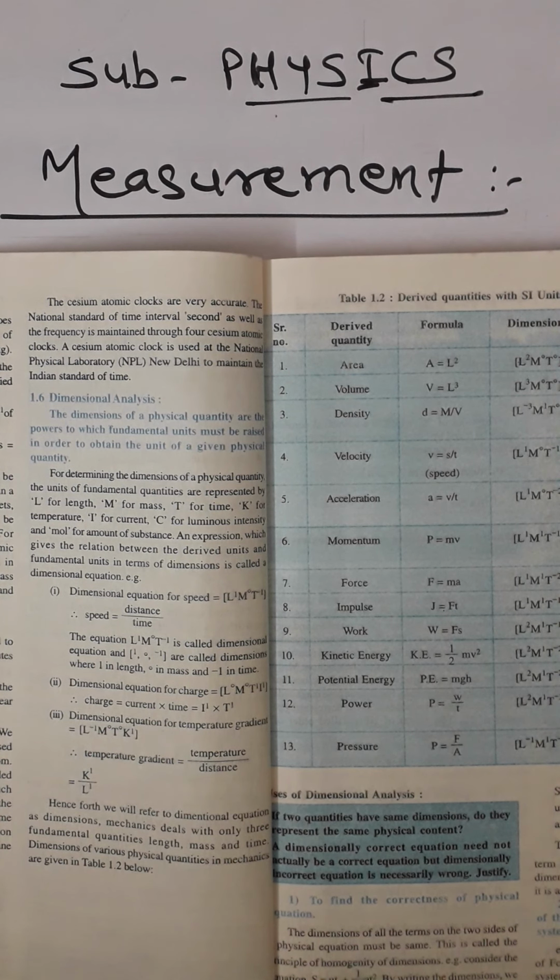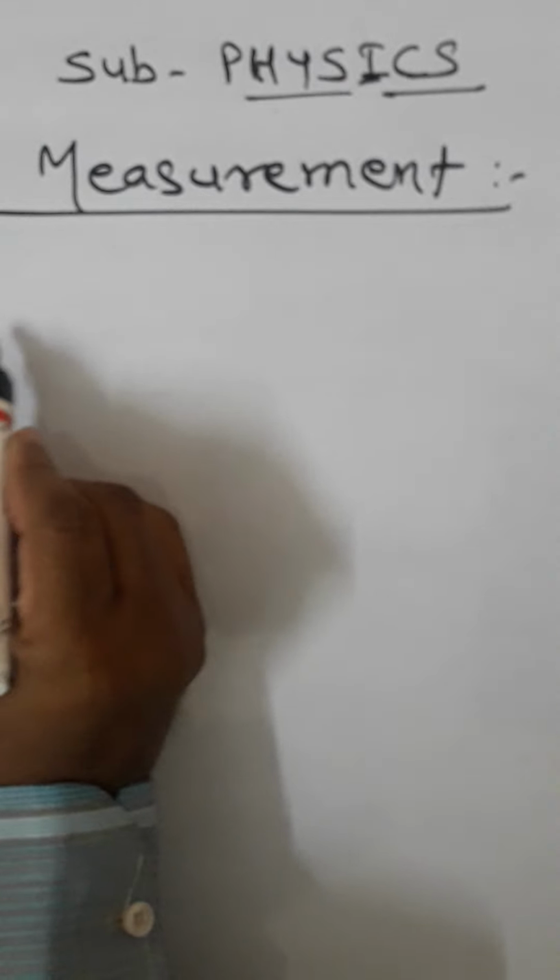The powers to which the fundamental units must be raised in order to obtain the unit of that physical quantity are known as the dimension of the given physical quantity. Now we have to see how that dimension can be found out. First of all, we have to take the physical quantity.